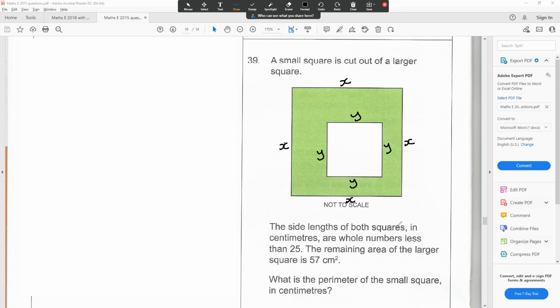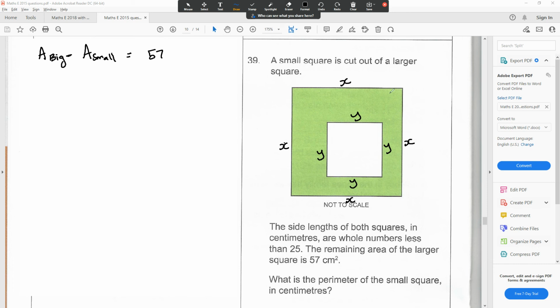The sides of both squares in centimeters are whole numbers. So basically, if I have to calculate the area of the big square and the area of the small square, I'm going to subtract them, and it's going to equal 57 centimeters squared. But because these are perfect squares and the numbers are less than 25, it means that I can find the difference of the areas and it must come to 57.